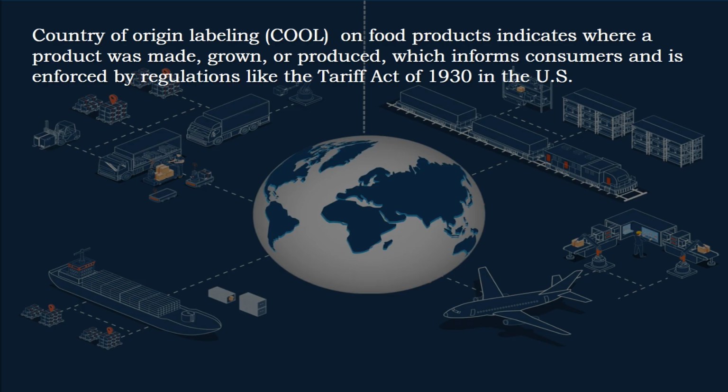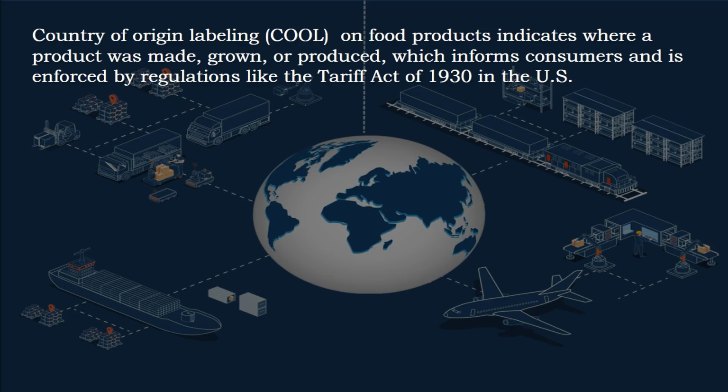Country of origin labeling, or COOL, on food products indicates where a product was made, grown, or produced, which informs consumers and is enforced by regulations like the Tariff Act of 1930 in the U.S. Imported goods must be marked with their country of origin, and certain food products also fall under regulations from agencies like the USDA, which has specific requirements for items like ground meat. COOL informs consumers about the origin of their food, with many consumers preferring domestic or local products. It can apply to multiple countries if an item's value chain spans several nations.